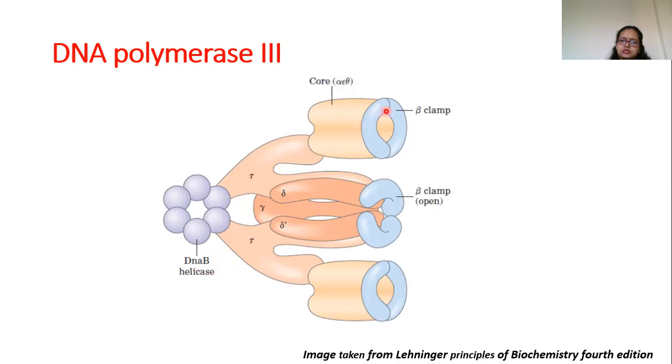Now you can see here these two core structures. They are called core polymerases. And this blue colored region is a pair of beta clamps. The other units you are seeing here are two tau units, the gamma unit, and delta prime. Now, point-wise we will understand what it is.